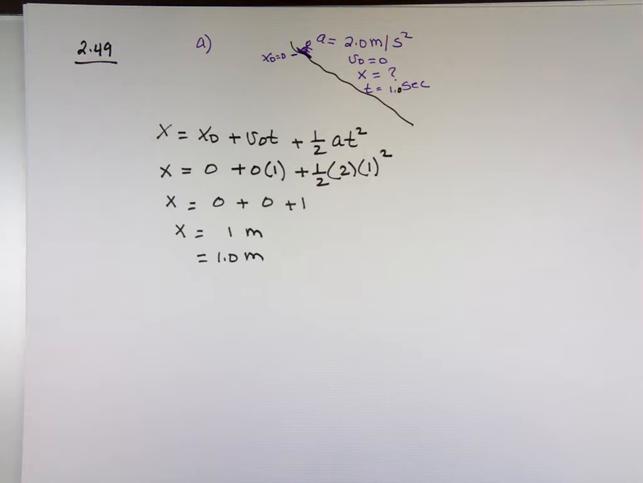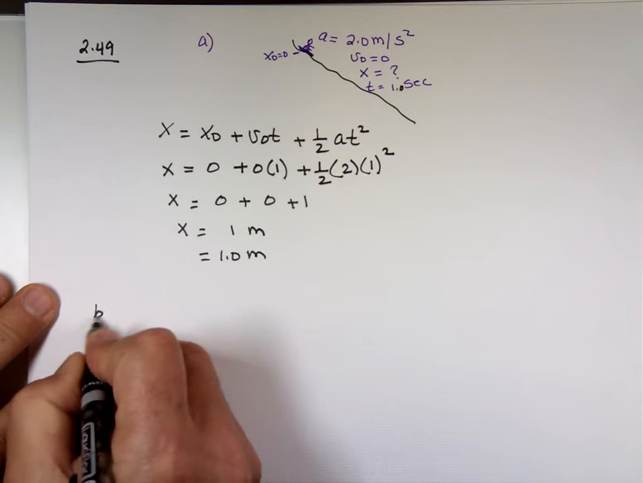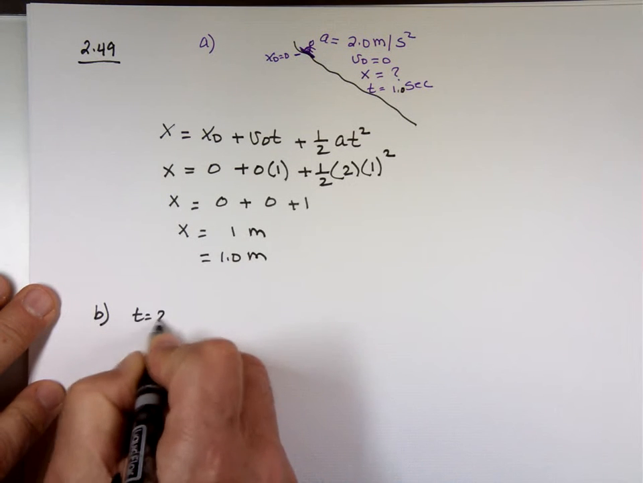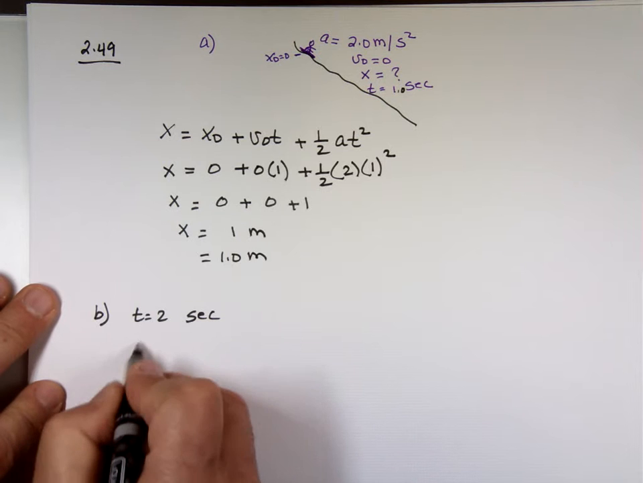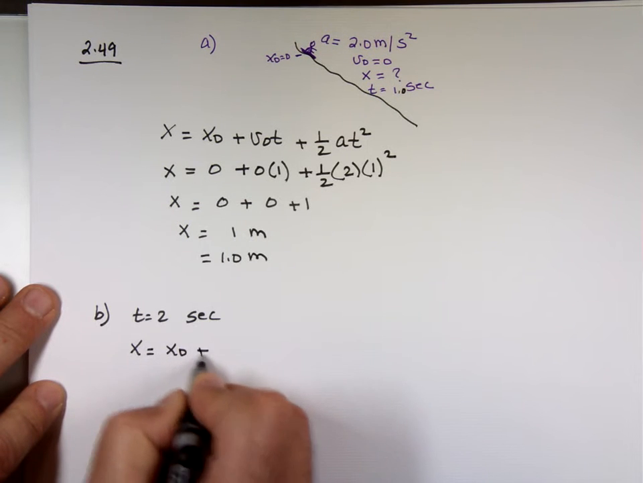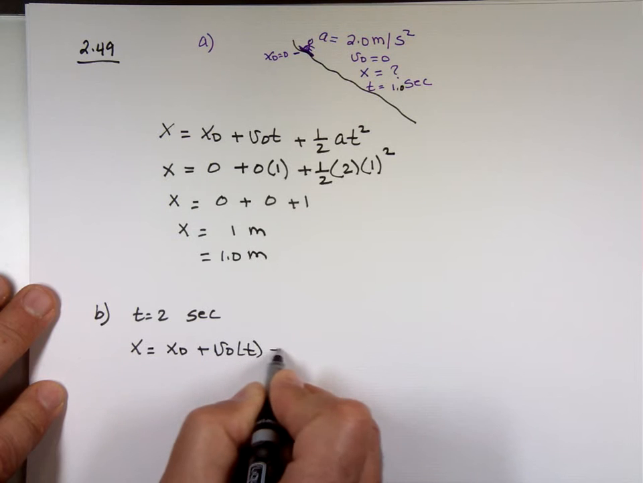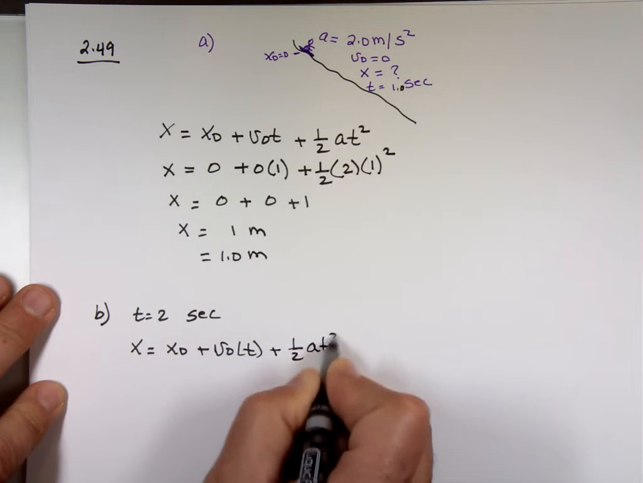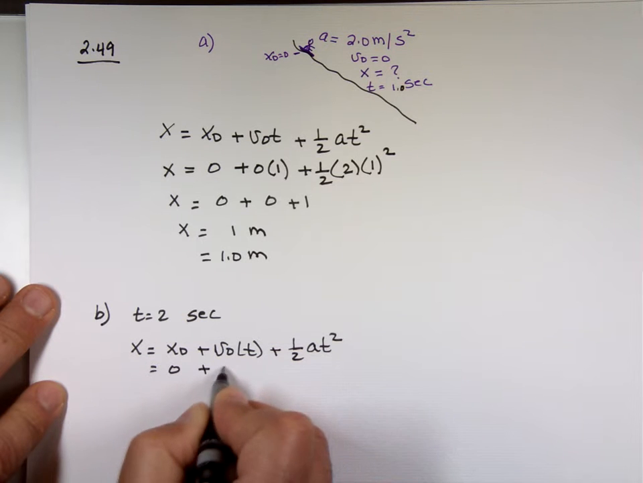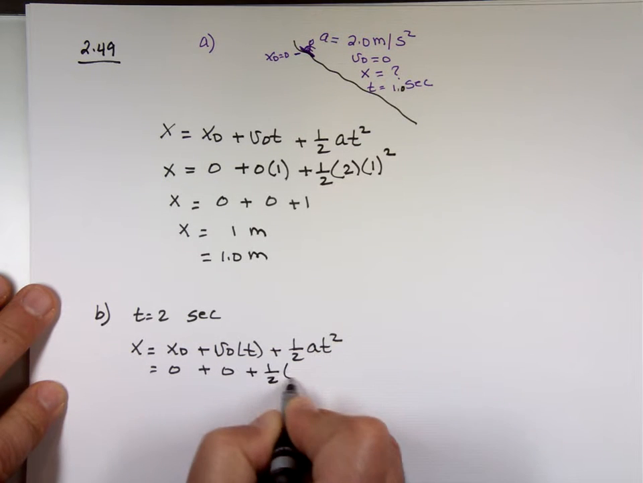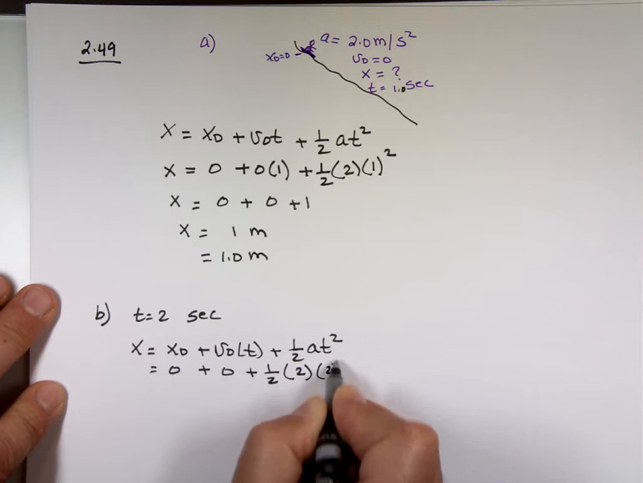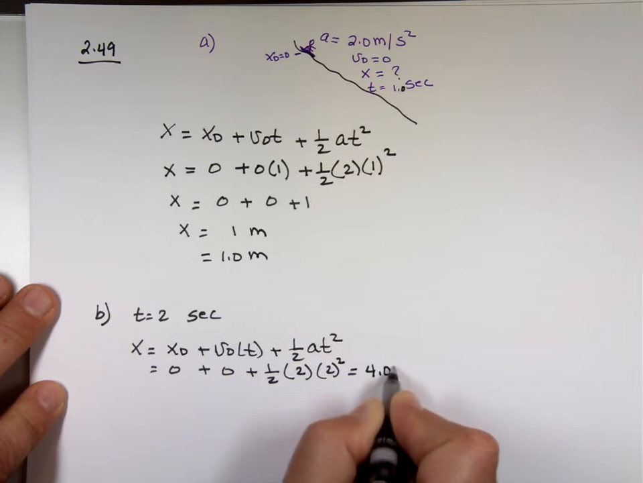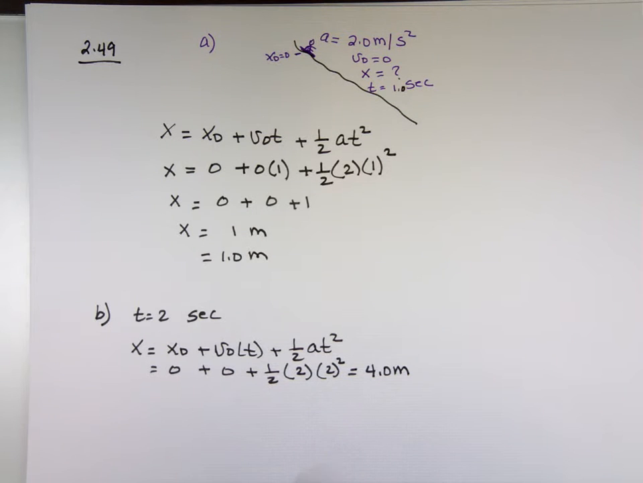Part B is the same question except in 2 seconds. Everything is the same except the time equals 2 seconds. That would be x equals x of 0 plus v0t plus 1/2 at squared. 0 plus 0 plus 1/2 times 2 times 2 squared, and that will be 4.0 meters. 2 squared is 4, times 2 is 8, times 1/2, that's a 4. So that'd be 4.0.